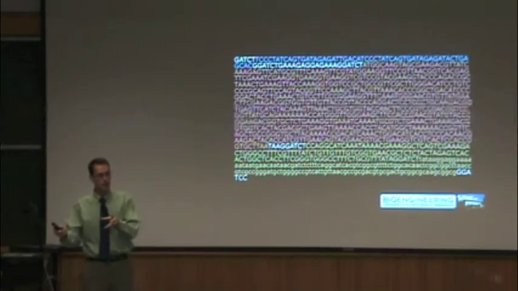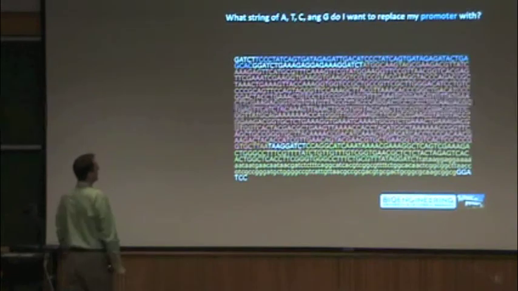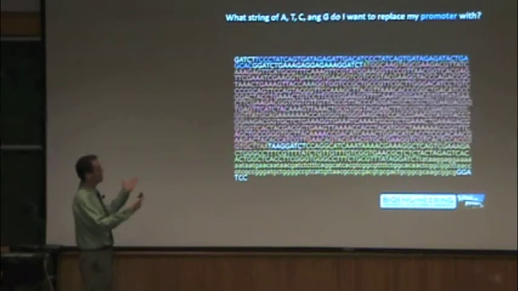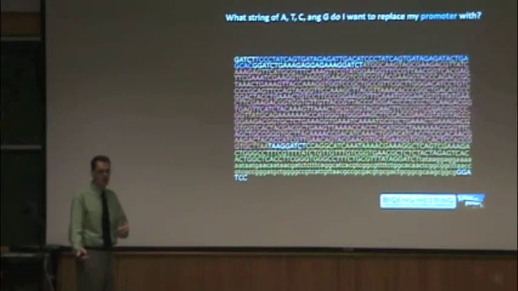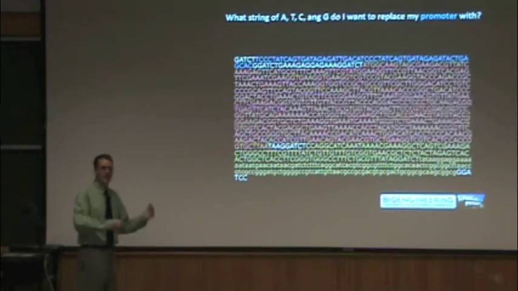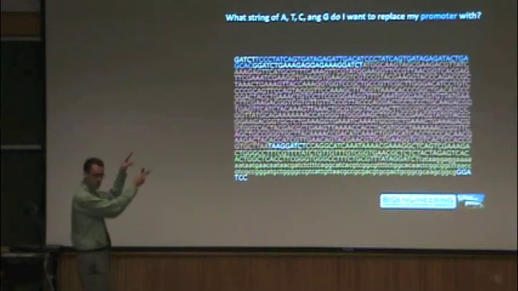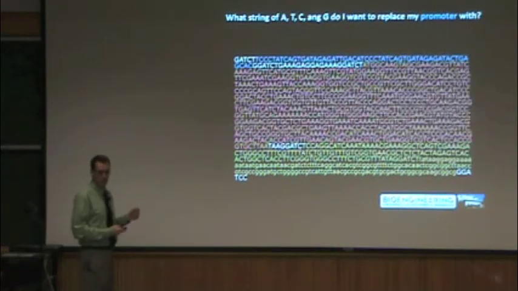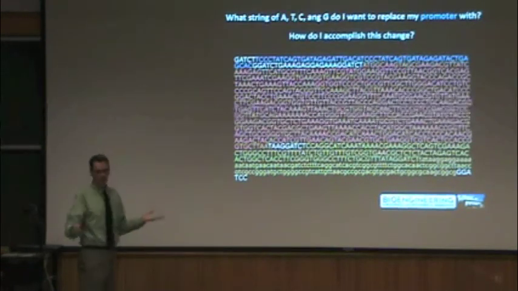So I go back into here and I go, well, okay, it turns out that there are different promoters. And some promoters are turned on when a small molecule is present. Some promoters are very strong, we make lots of stuff, and some promoters aren't. So what I would do is I'd go, oh, okay, well, I want to change that blue part with some other string of A, T, C's, and G's, and I need to go figure out what that string should be. And then I need to figure out a way to cut that out and replace it with the new string. How do I accomplish this change?